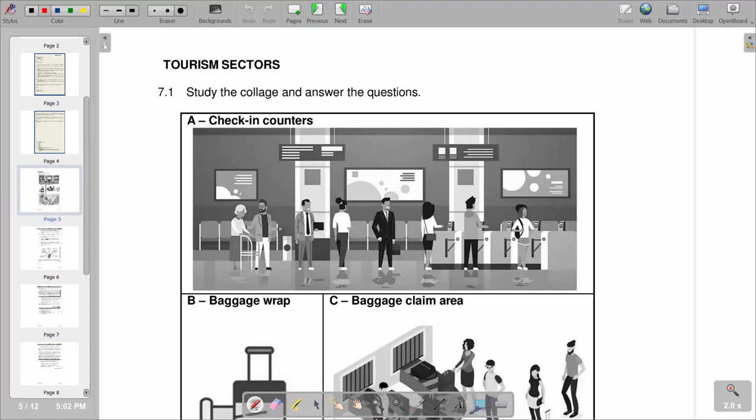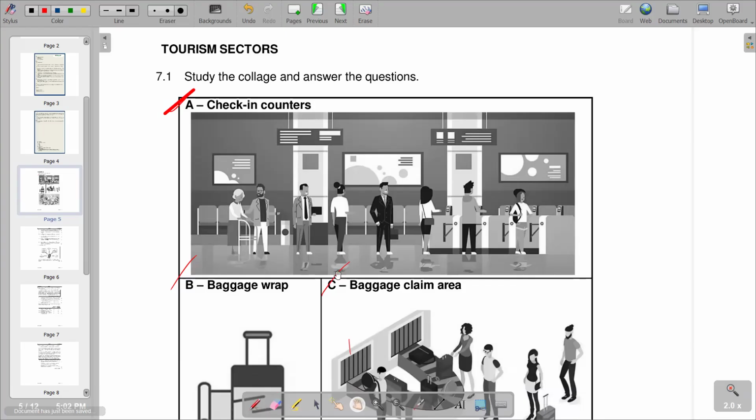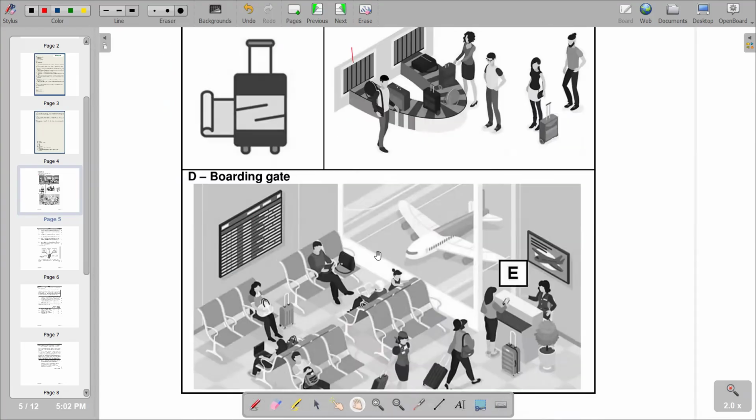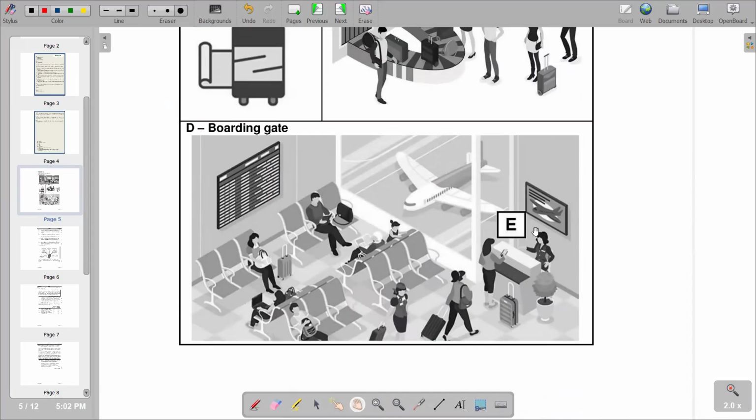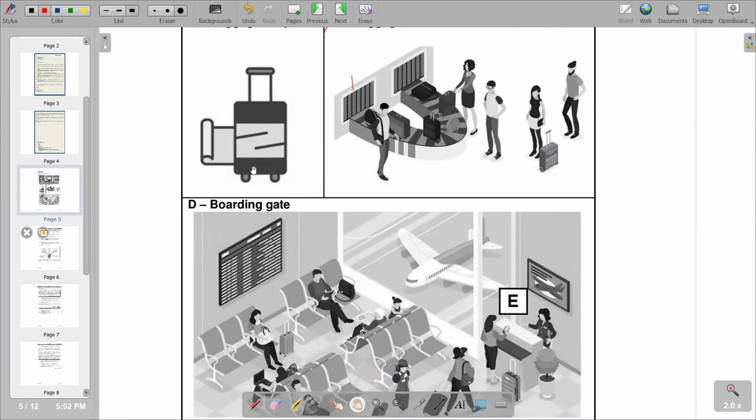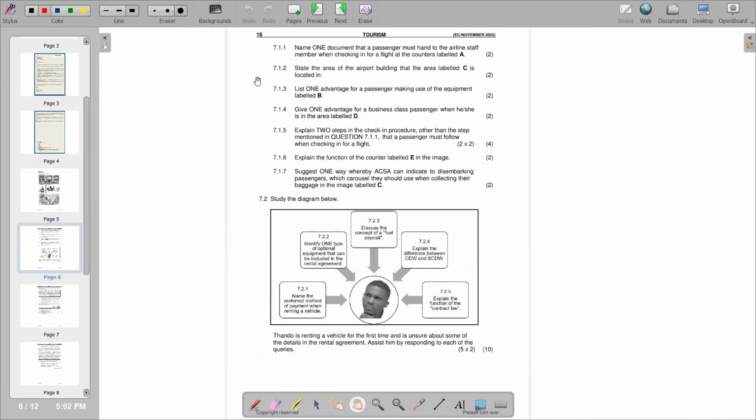So you are given different pictures, whereby we have picture A, going down to the next picture, which is obviously going to be picture B. We go to C. Going down, you see that we've got a continuation of those pictures, where we also have D that you need to understand, and E. So, the questions that follow.